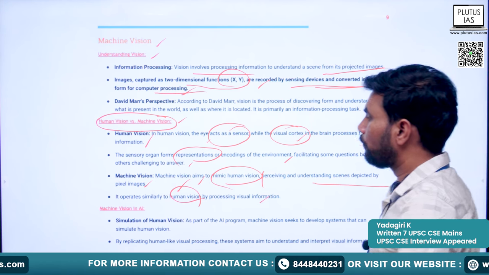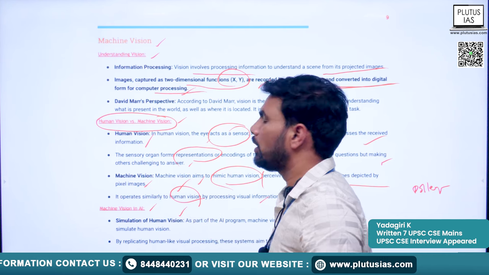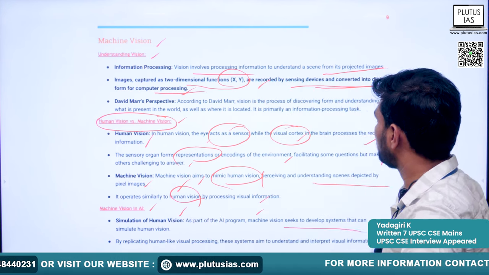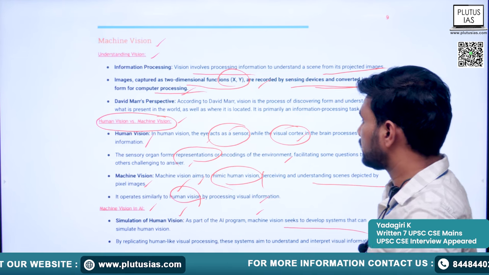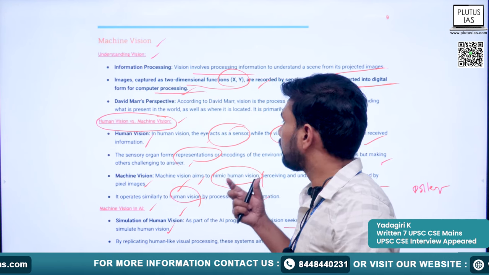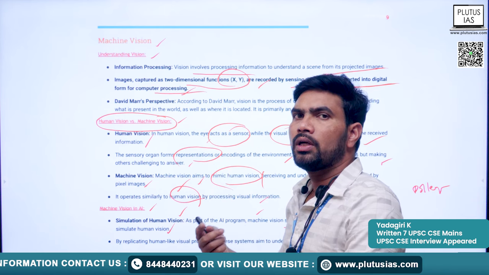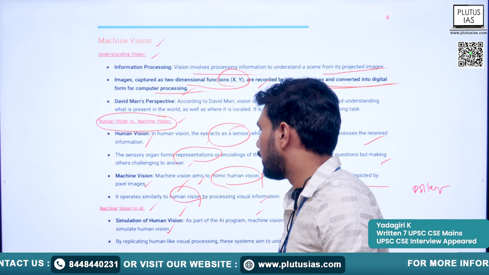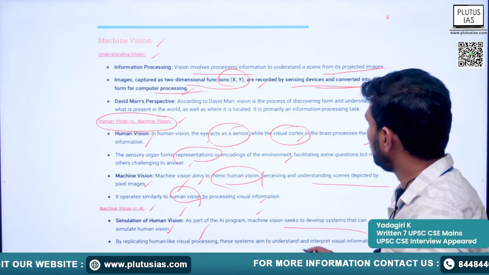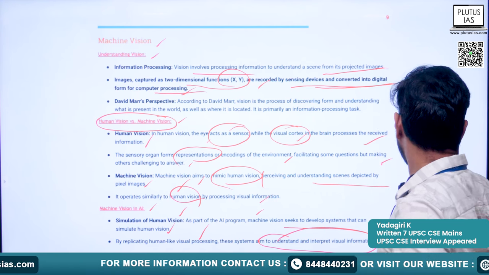So it operates similarly to human vision by processing information. Right. So machine vision in artificial intelligence helps in simulation of human vision. As part of the AI program, machine vision seeks to develop systems that can simulate human vision. So basically, whatever image we upload into the artificial intelligence machine, it will give the description of that particular image. Right. By replicating human-like visual processing, these systems aim to understand and interpret visual information.